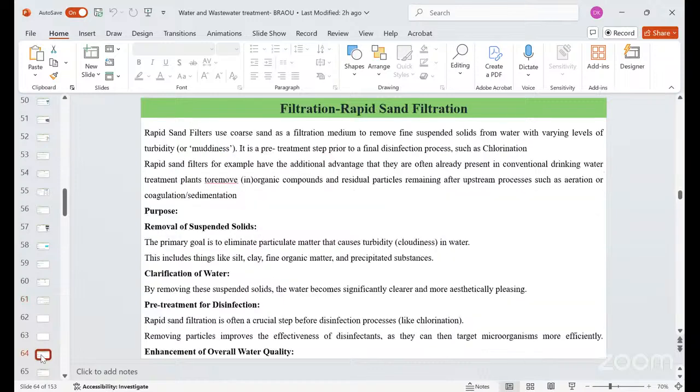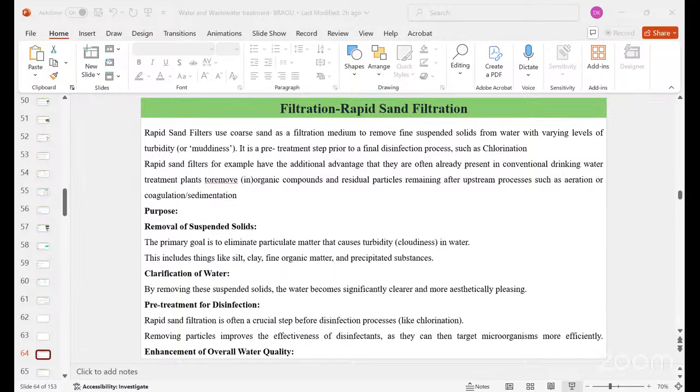All right. Today we'll be learning more about filtration. This is also one of the types of treatment process, mainly used for water treatment, and we will see what it is exactly. Filtration is mainly of two types: rapid sand filtration and slow sand filtration. Rapid sand filters use coarse sand as the filtration medium in order to remove suspended solids from the water, and the turbidity of the water can also be removed.